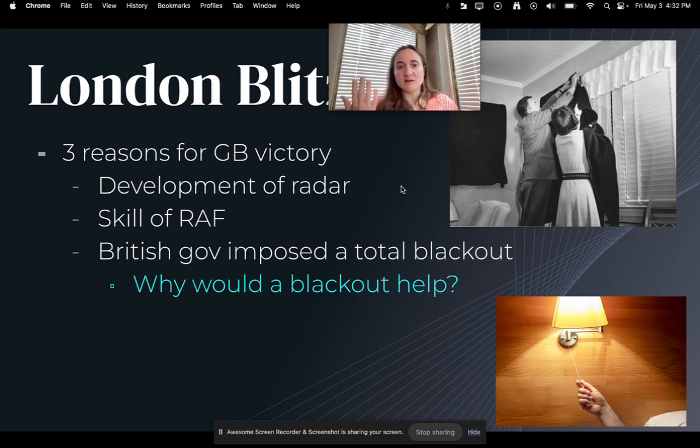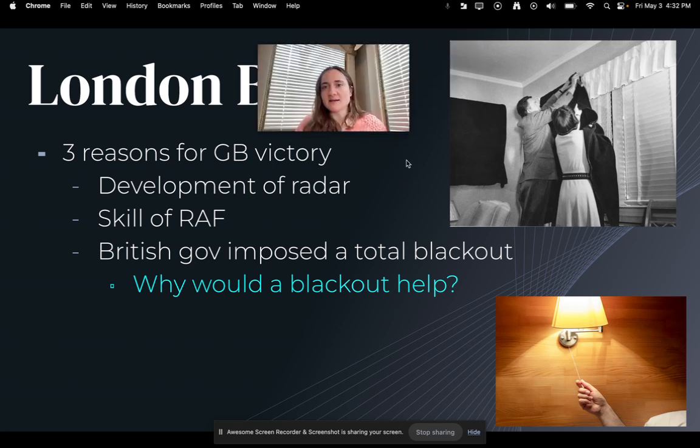The first was the development of the radar. Second was the skill of the Royal Air Force. And third would be that the British government imposed a total blackout. A blackout is when a government asks, or requires, the civilians to turn off all their lights, as well as to put shade darkeners over their windows.